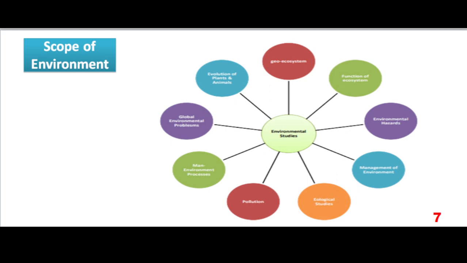Then the last one is the evolutions of plants and animals. This area explores the evolutionary process that have shaped the diversity of life on Earth. For example, researching how certain plant species have evolved to survive in arid environments or how animals have adapted to changing climates. So these are the scope of environment that we have to study.